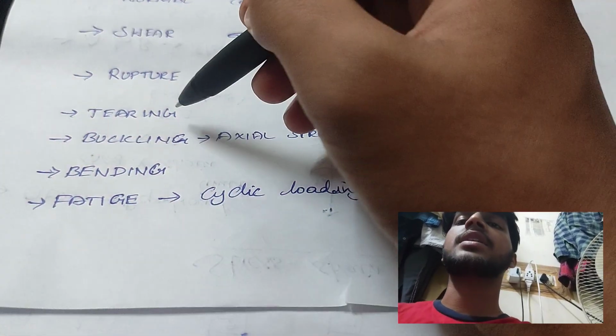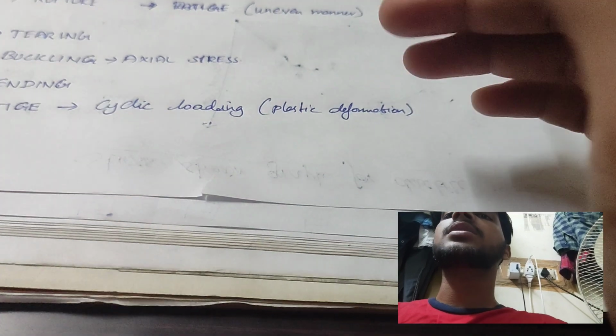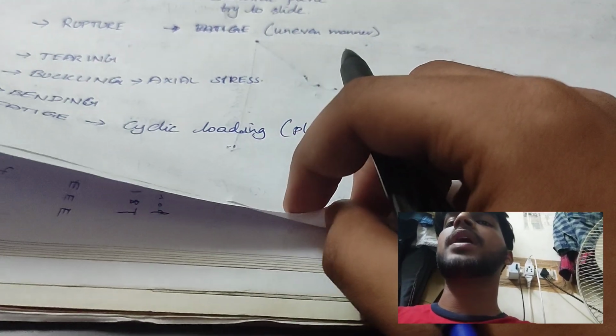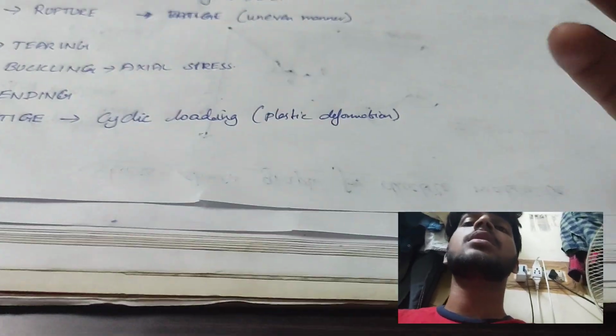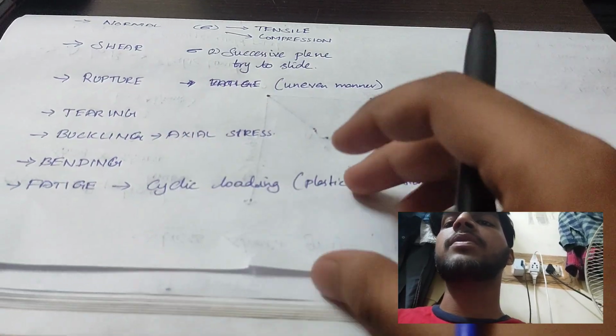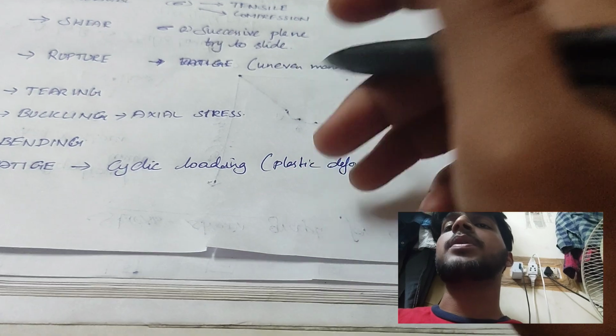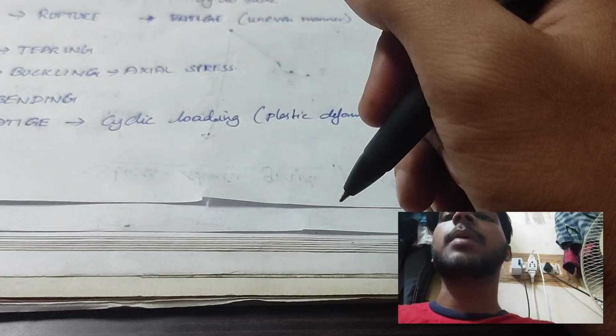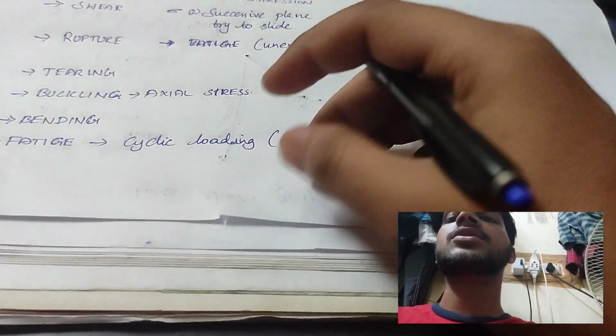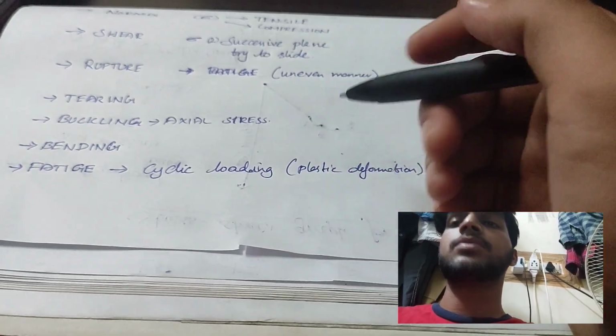Next one is the tearing failure. In tearing, generally we have two parallel forces applied on the paper. In case of paper, we have an example of tearing. If we apply two parallel stresses on the paper, we may obtain the tearing failure.